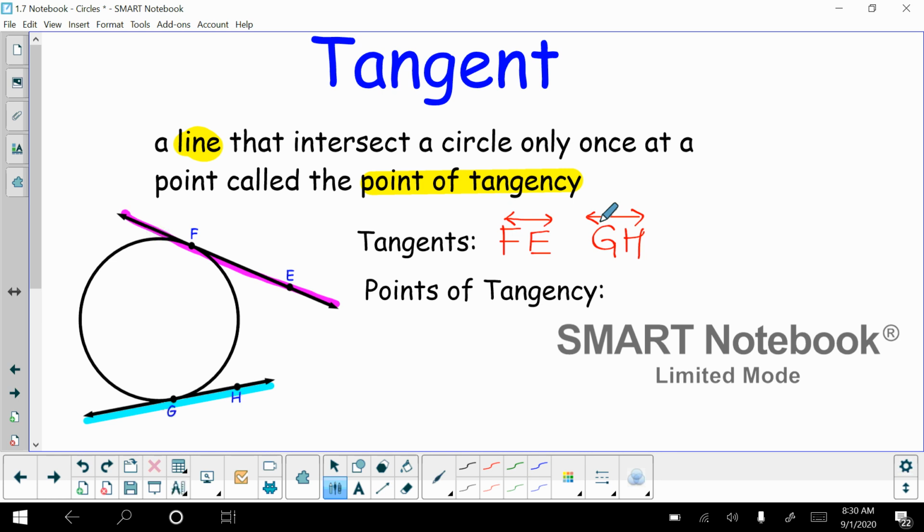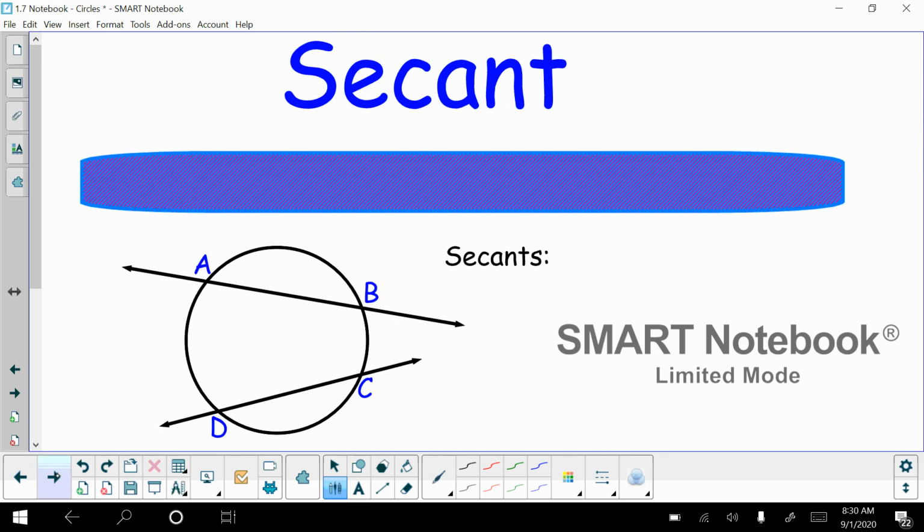You can name it if you're referring to only the segment, but if I ever say name a tangent, you have to name a line using the line symbol. Points of tangency are going to be F, because that's where that tangent touches a circle, and G. So those are your points of tangency. That's where the tangent line touches the circle, and it's only at one point.